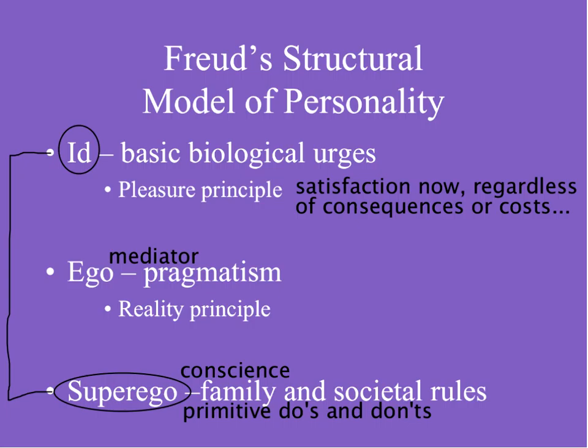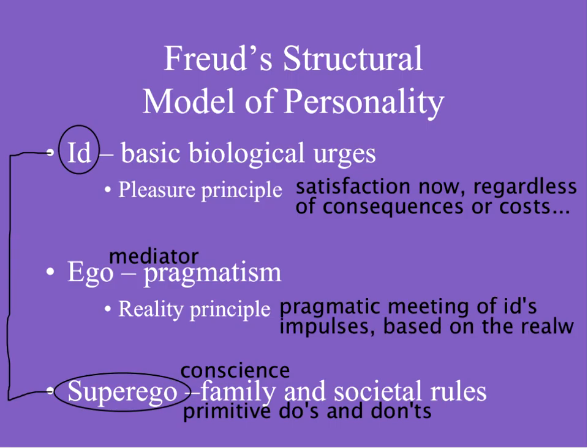So this is about the pragmatic meeting of id's impulses based on the real world, is what I'm trying to type, and its real demands. Okay? How can I satisfy an aggressive or violent or sexual impulse housed in the id without violating all the rules down here in the superego? Right? Thou shalt not A, B, C, D, E, F.